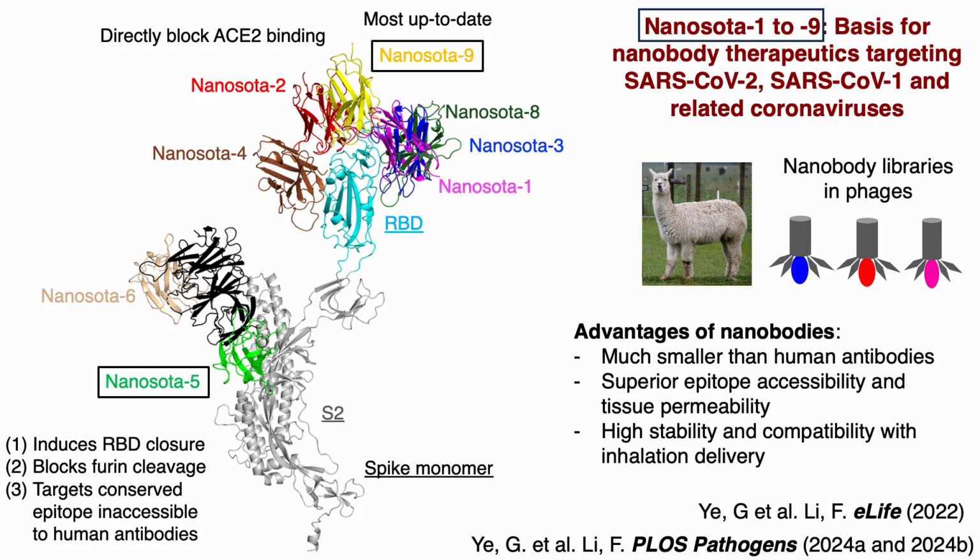Overall, nanobodies have many advantages over human antibodies as antiviral therapeutics. They are much smaller, which gives them superior epitope accessibility and tissue permeability. They also have high stability and do not require refrigeration, and they are compatible with inhalation delivery.